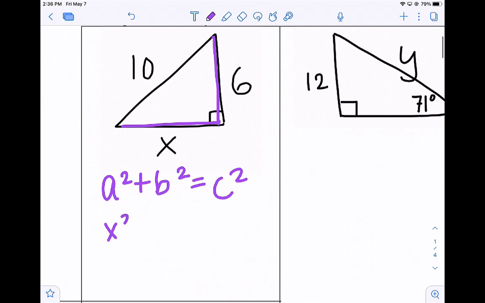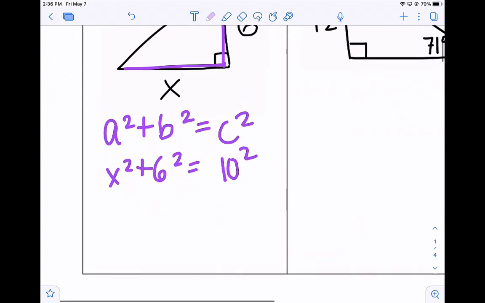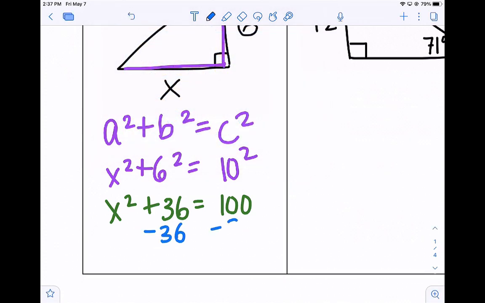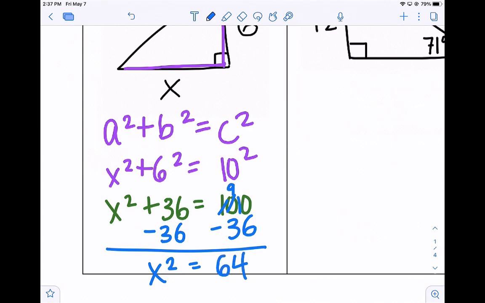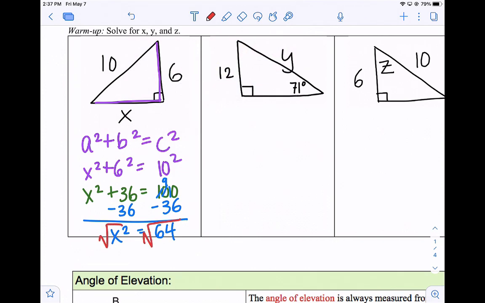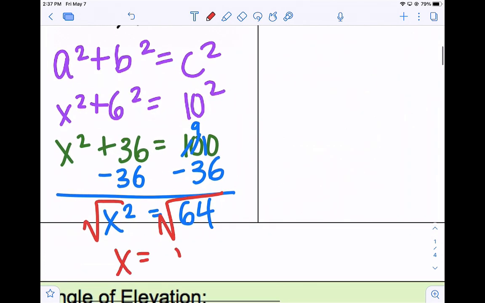So we'll have x squared plus 6 squared equals our hypotenuse, which is the longest side, 10 squared. Then we can solve this algebraically. We have x squared plus 36 equals 100. We can subtract 36 from each side, and we get x squared equals 64. To get rid of the squared, we square root each side. So we have x equals 8.